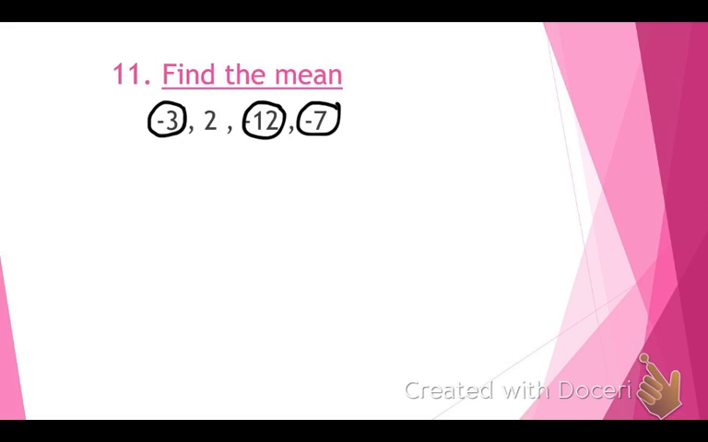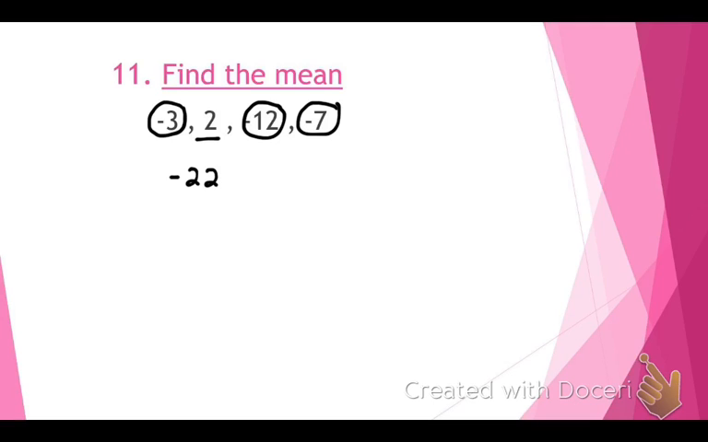Now let's underline all the positive numbers. What are my positive numbers? Only a 2, okay? Now we're going to combine like terms. Let's add together negative 3 plus negative 12: negative 15. Negative 15 plus negative 7: 22. Negative 22.